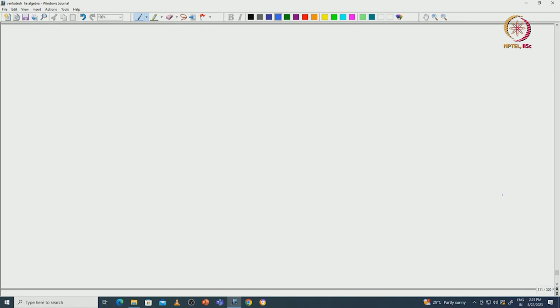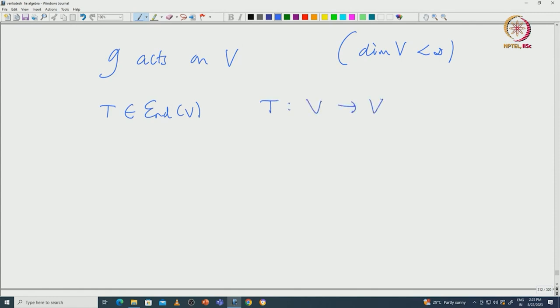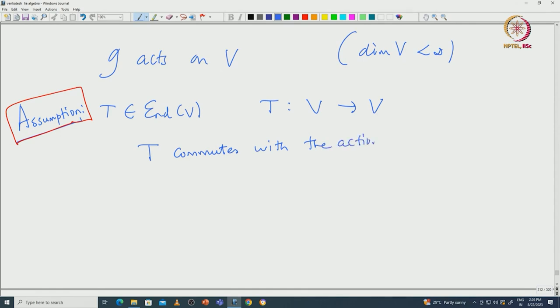Let us say you have an operator T. Let us say some algebra G is acting on V. Just for simplicity, we will assume the dimension of V is finite. If G acts on V, you can take G to be a Lie algebra, not a problem. Now you have some operator T inside End(V), so T is an operator from V to V. Assume, as a hypothesis, that there exists this operator T and it commutes with the action of G.